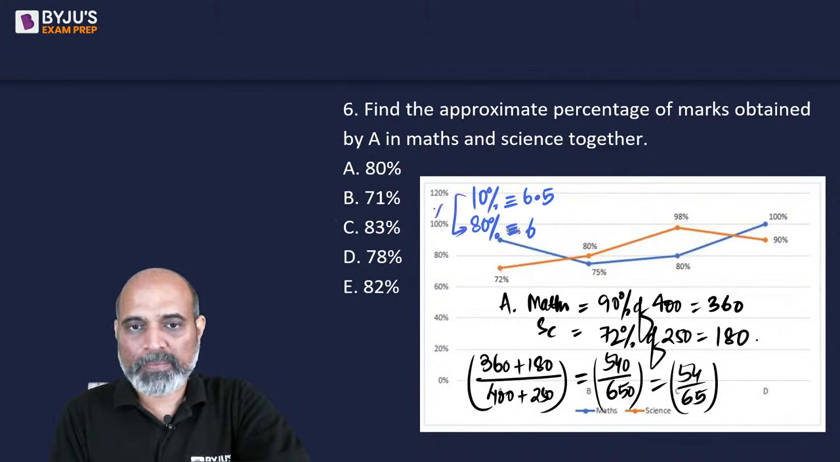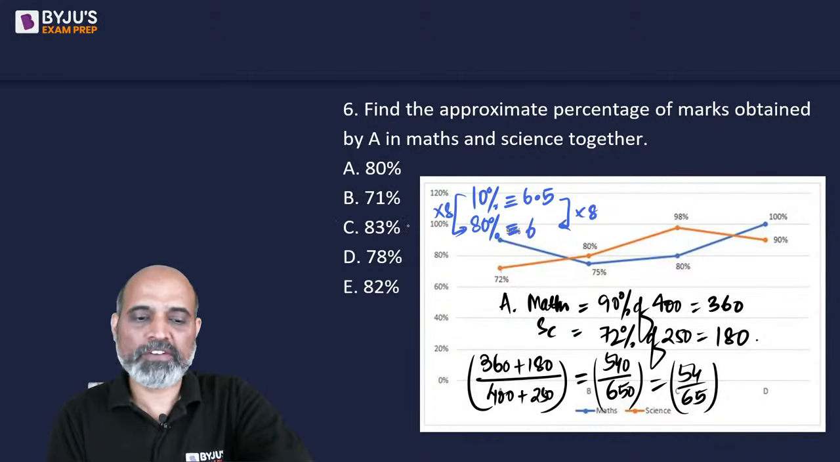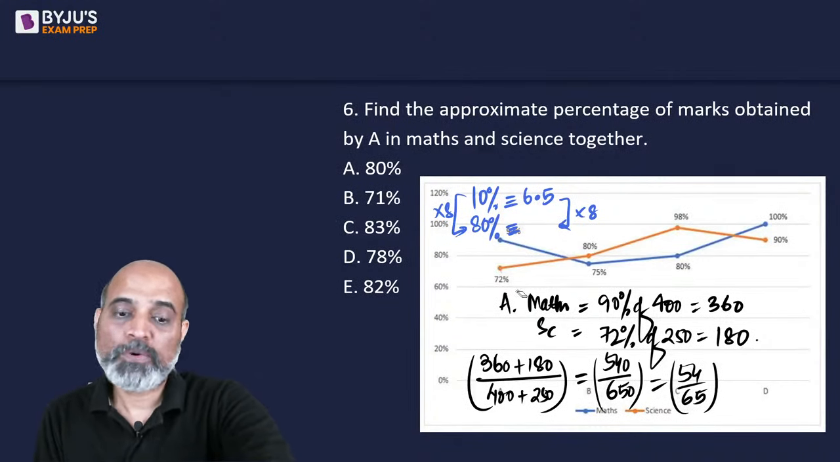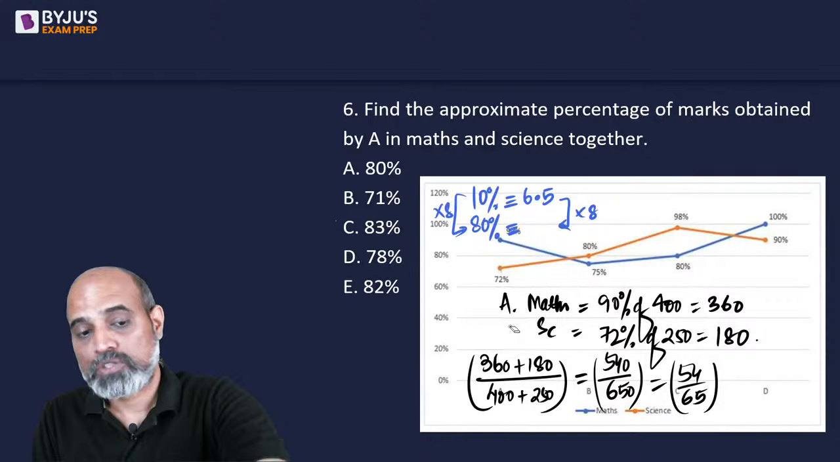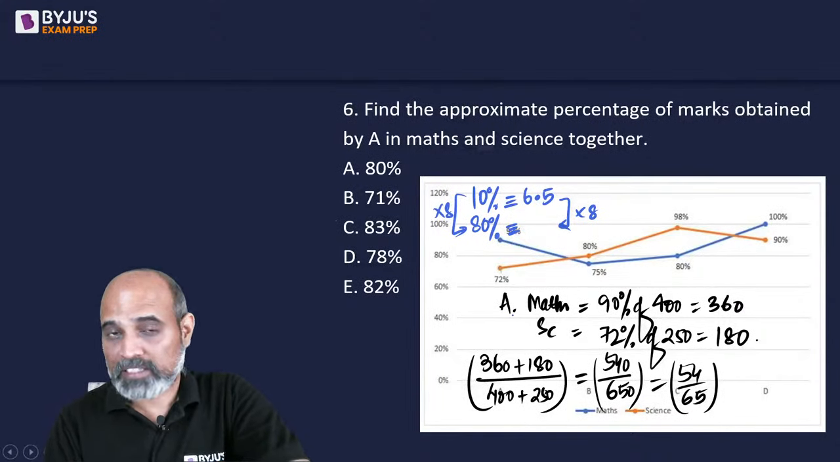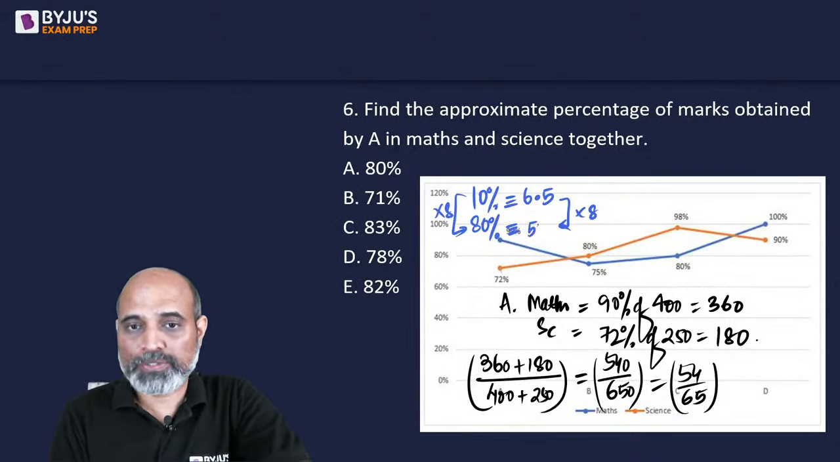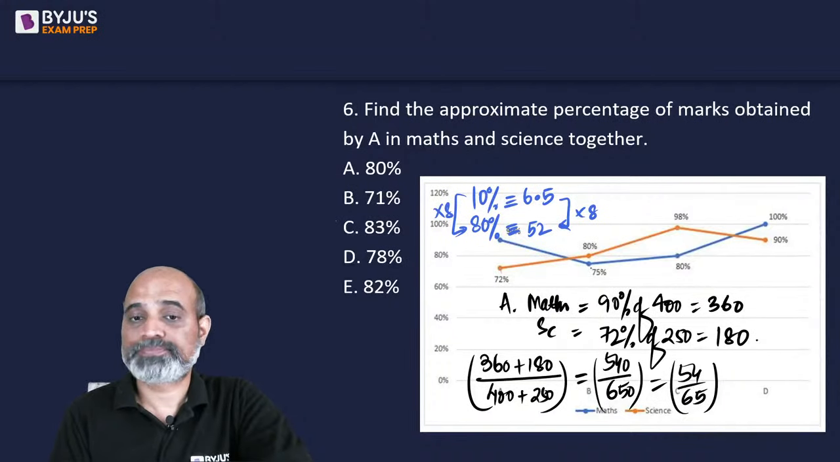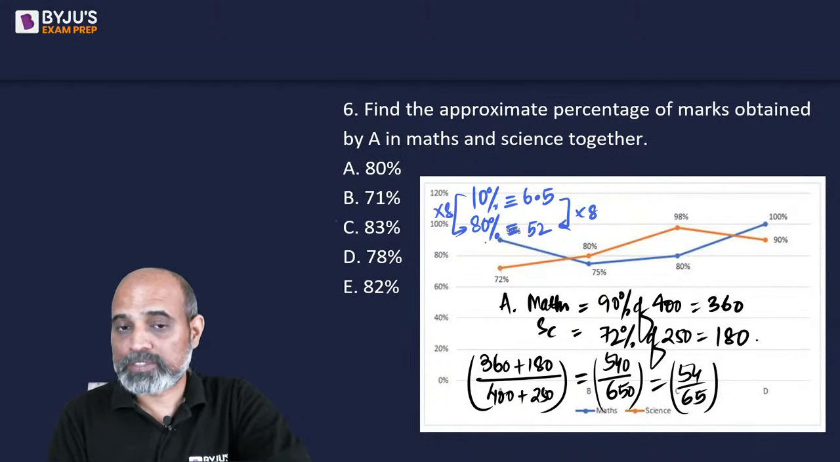So we have multiplied this side by 8, so we'll multiply this side by 8. So 6.5 into 8. So 6.5 ka double is going to be 13, and 13 ka 4 times is going to be 52. So we need to reach 54. So we are at 80%.